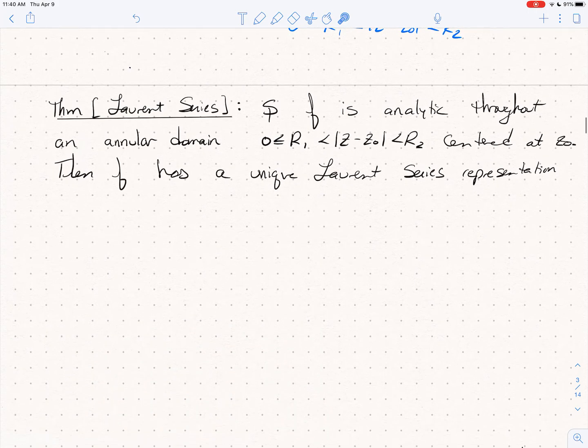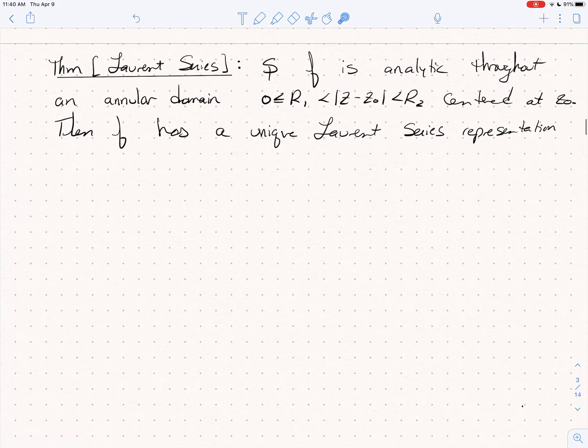So let's look at the theorem. This is Laurent's theorem, or I'll just call it the Laurent series theorem. So if you're analytic throughout an annular domain, and again, by the way, I'm saying that |z minus z naught| has to be bigger than 0, maybe it's just deleting 0, maybe you're deleting a disk around 0, whatever, and then we're going to be less than R2. If that's the case, and I'm centered at z naught, then you have a unique Laurent series representation on this annular domain.